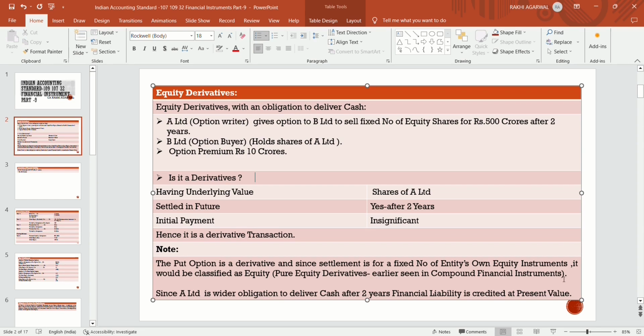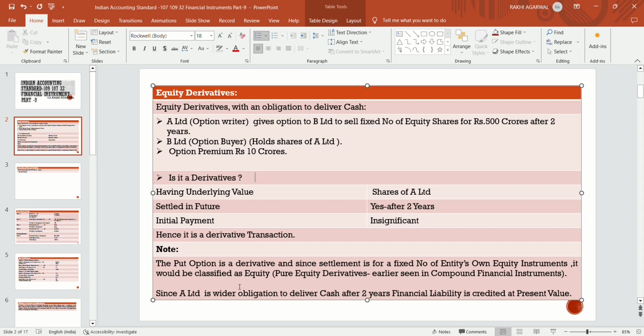So since A Limited has an obligation to deliver cash after 2 years, a financial liability is to be credited at present value. Obligation to pay cash arises when B Limited exercises its option after 2 years. Then there is an obligation in the hands of A Limited to pay cash. At that time it is a financial liability, which is to be recognized at present value. After that, it would be discounted at 5%, which is the market rate for 2 years.